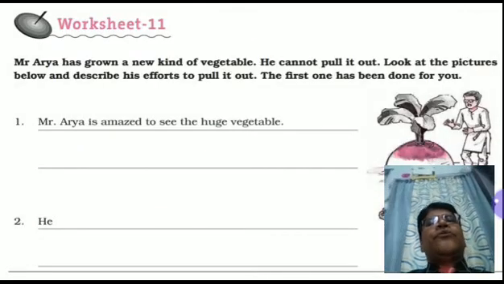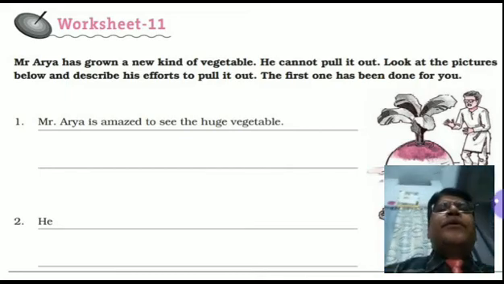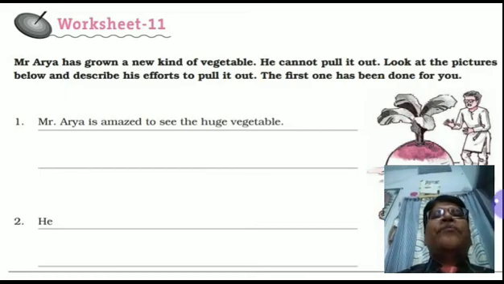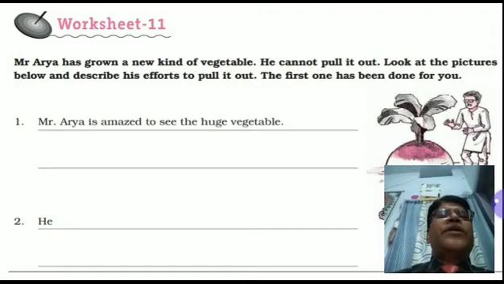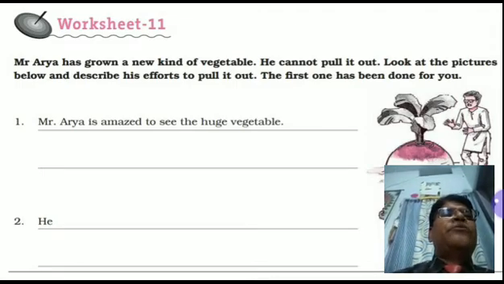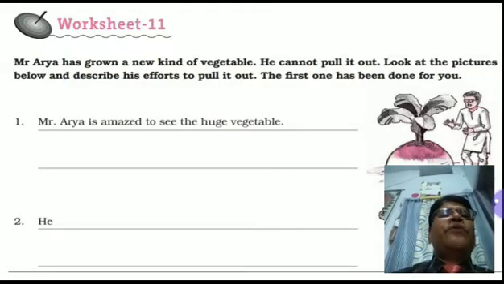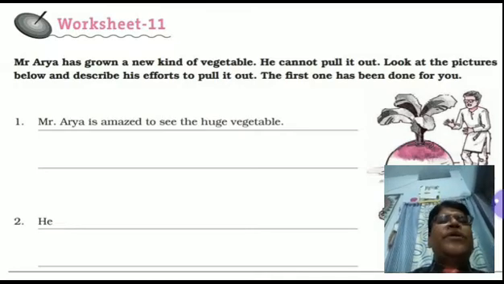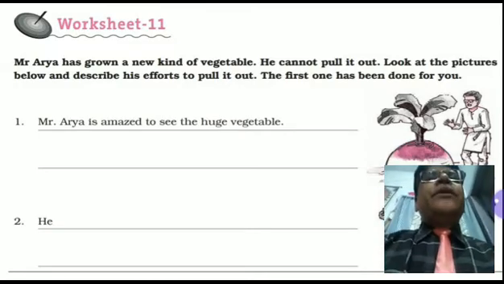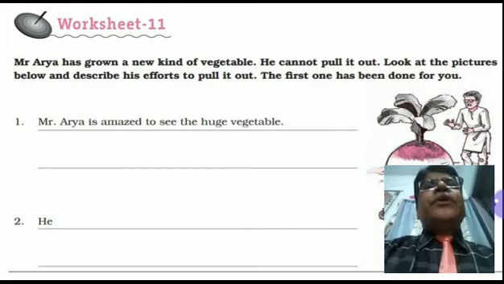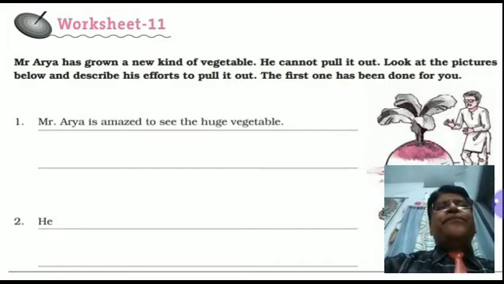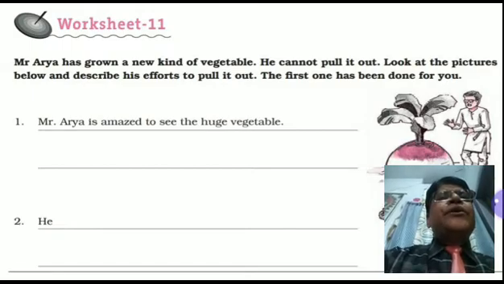Now come to worksheet 11. What is here? You see, Mr. Arya has grown a new kind of vegetable. He cannot pull it out. Look at the pictures below and describe his efforts to pull it out. The first one has been done for you. Mr. Arya is amazed to see the huge vegetable. Now, second, you have to see it. Mr. Arya tries to pull it out but fails.